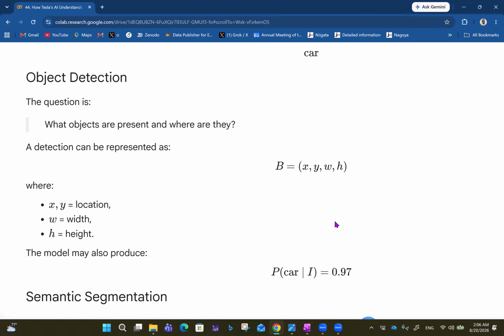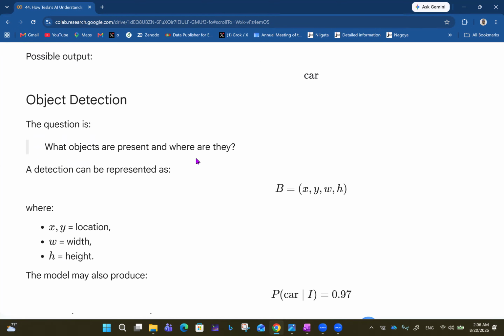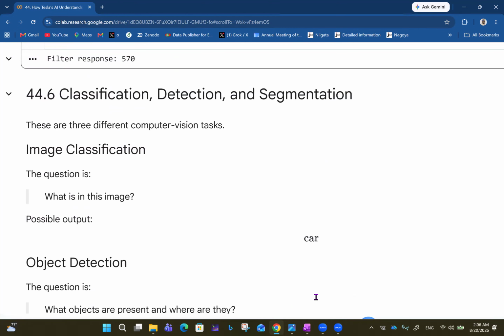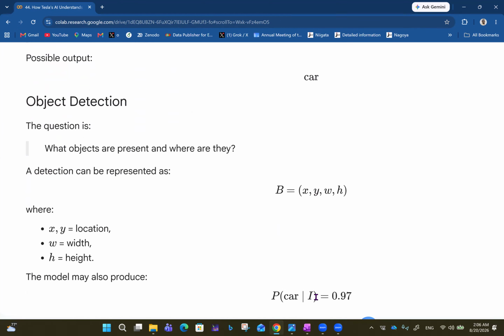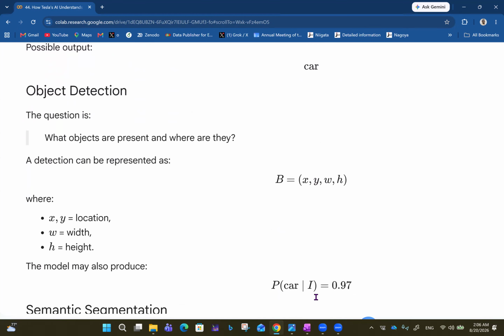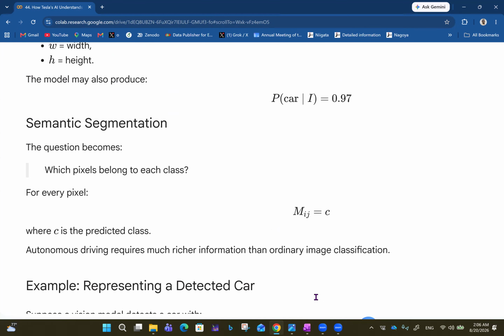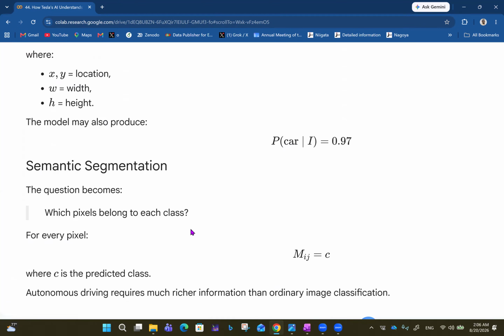Then we have object detection. So what objects are present and where are they? So a detection can be represented as X, Y, W, H. So X, Y is location, W is the width and H is the height. So the model may also produce the probability that it is a car, given a particular image, right? So let's say that probability is 0.97. So it is all probability at the end of the day, but it has to be good enough to avoid accident. So then we have semantic segmentation.